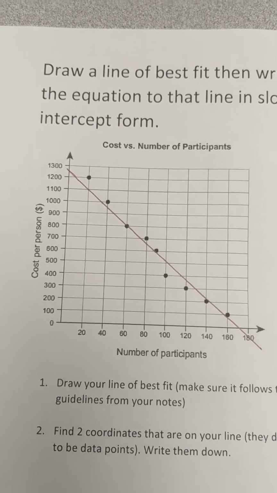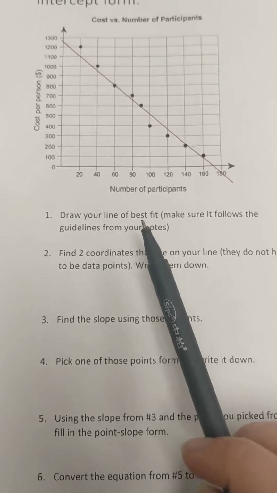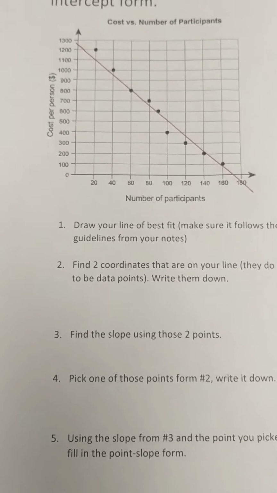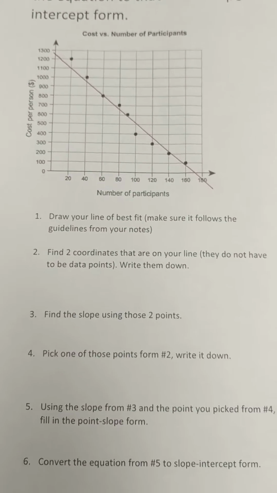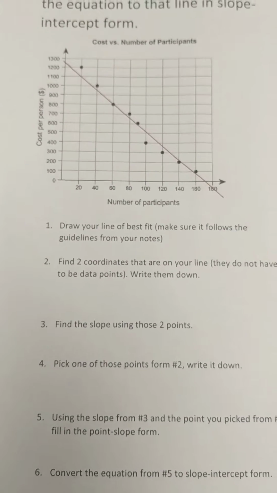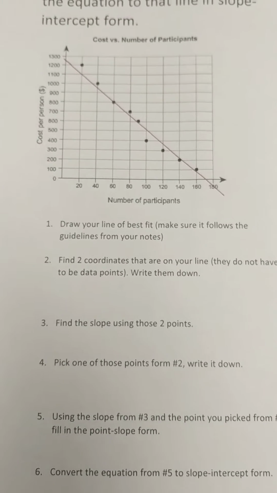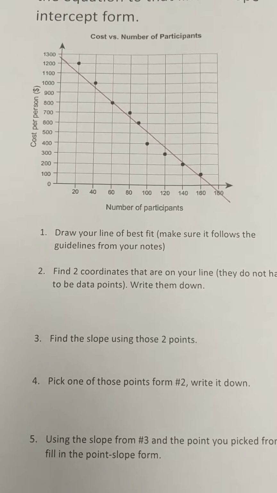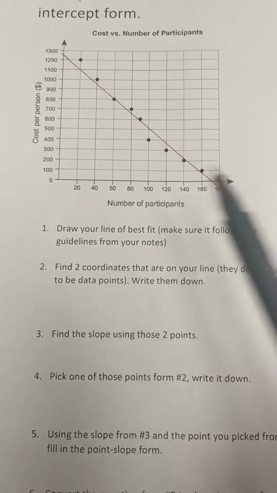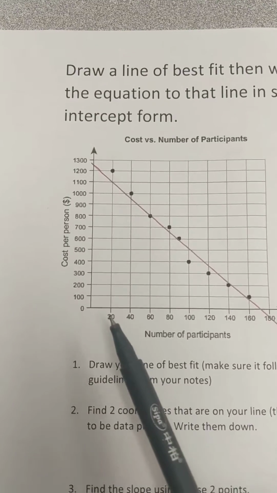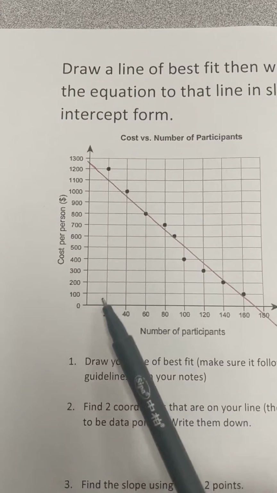you have a good line of best fit. Okay, so that was the first step, is just draw the line of best fit, make sure it follows the guidelines. Check. Number 2 says you're going to find 2 coordinates that are on your line. They do not have to be data points. You need to make sure, though, that those coordinate points are as exact as possible on the line, and when you pick coordinate points, you accurately pick where they cross nicely.